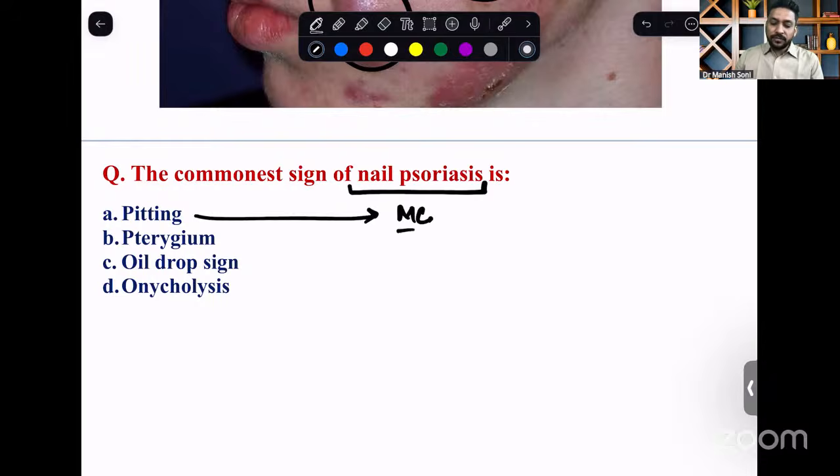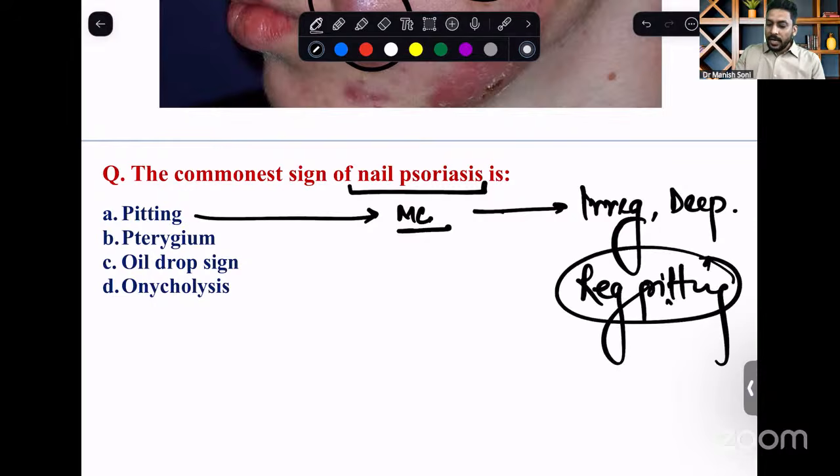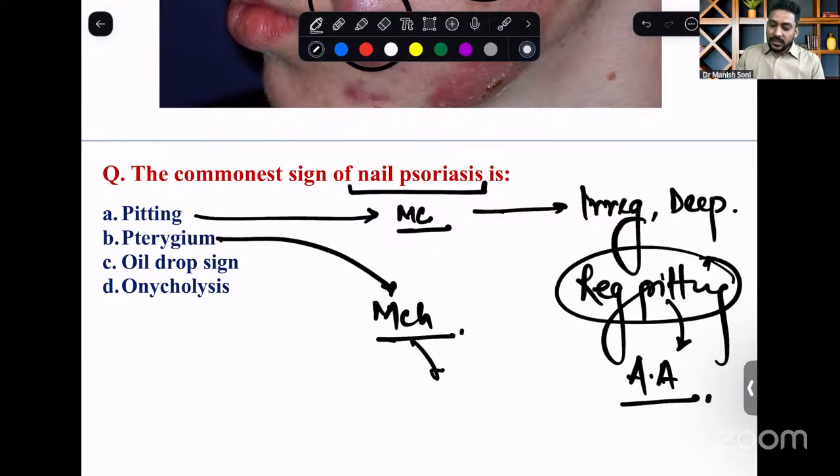The commonest sign of nail psoriasis, the most common change seen in the nails of a patient with psoriasis, is nail pitting, and this pitting is irregular and deep. While if there is regular pitting, then it is suggestive of alopecia areata. Pterygium is the most characteristic nail change seen in lichen planus.